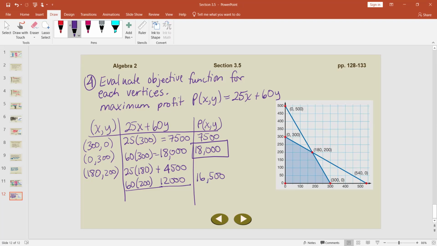And it can be achieved at this guy down here. So my x is 0, and x was Snow Pro, and y was Mountain. So this means that the max profit is $18,000, selling no Snow Pros and 300 Mountain flyers. And there is our solution.